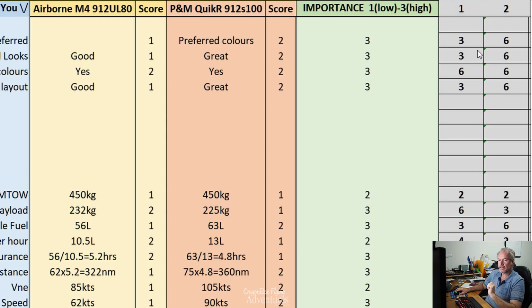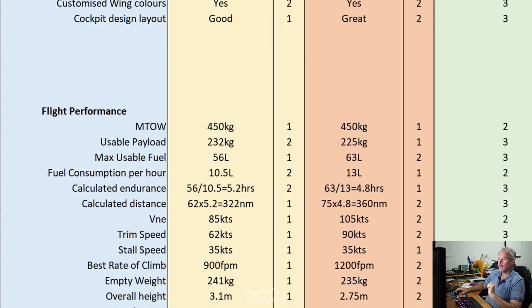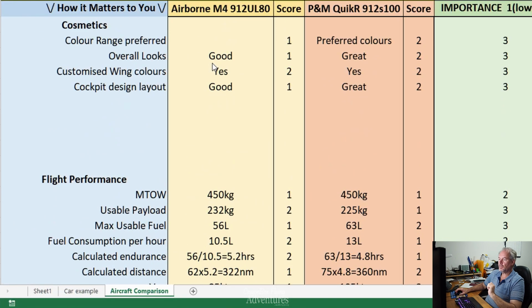And your emotional rating when it came to importance. So, in the first column we have, cosmetically speaking, colour range preferred for the Airborne. I didn't think it was my preference, so I didn't put anything there. Again, subjective for this. And preferred colours, I preferred the Quik R. So it got the highest score, and the Airborne got the lowest score.